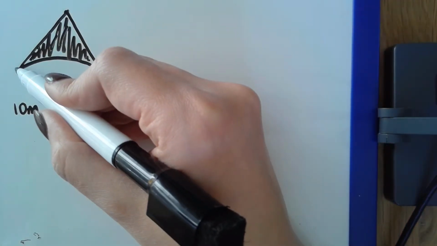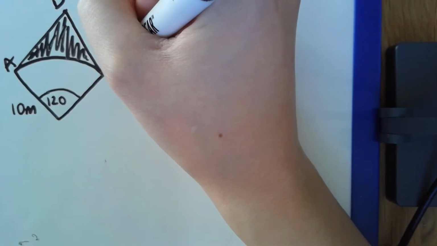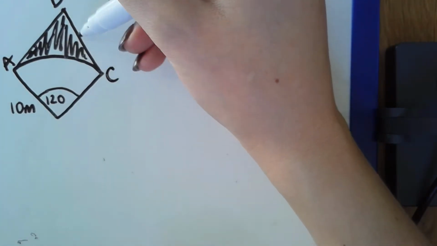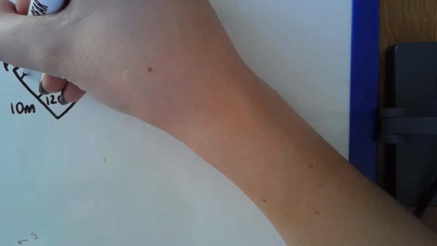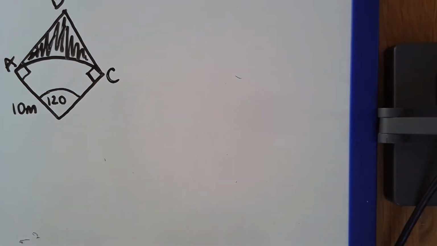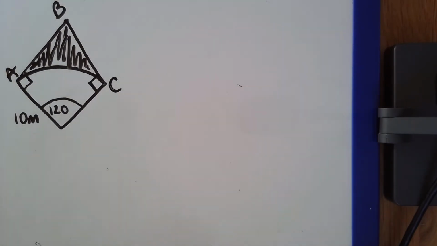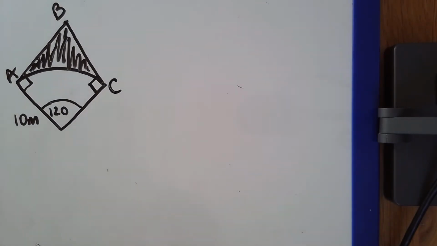It says that A to B is a tangent at the point A, and BC is a tangent at the point C. So therefore we know that makes a right angle there, because we know from our circle theorems that the radius makes a right angle with a tangent.